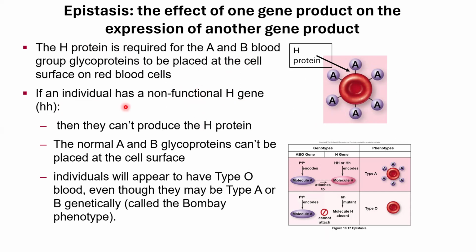If the H gene doesn't exist, they can't actually produce that H protein. And what happens is that the normal A and B glycoproteins can't be placed within that cell surface. It cannot attach the actual components for the blood type itself and just shows up like it's genetically A or B, but it ends up appearing as type O. And this is referred to as the Bombay phenotype.